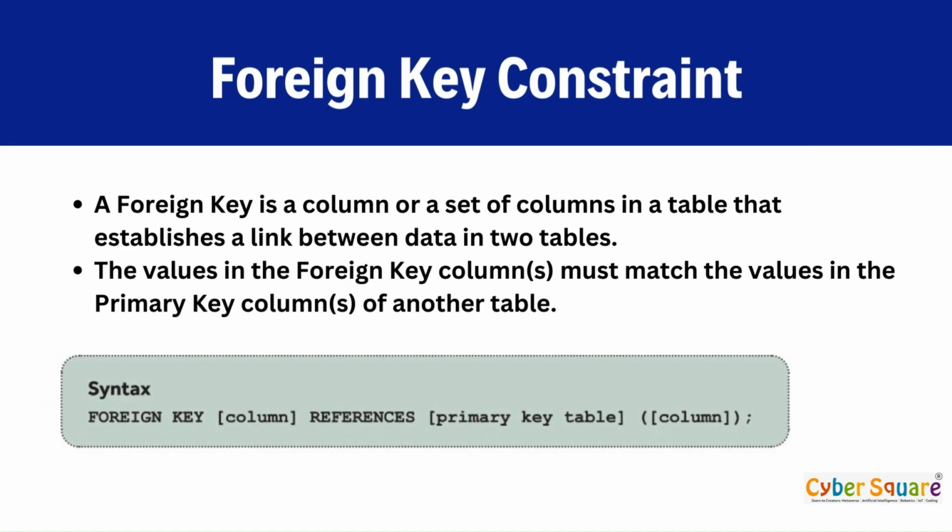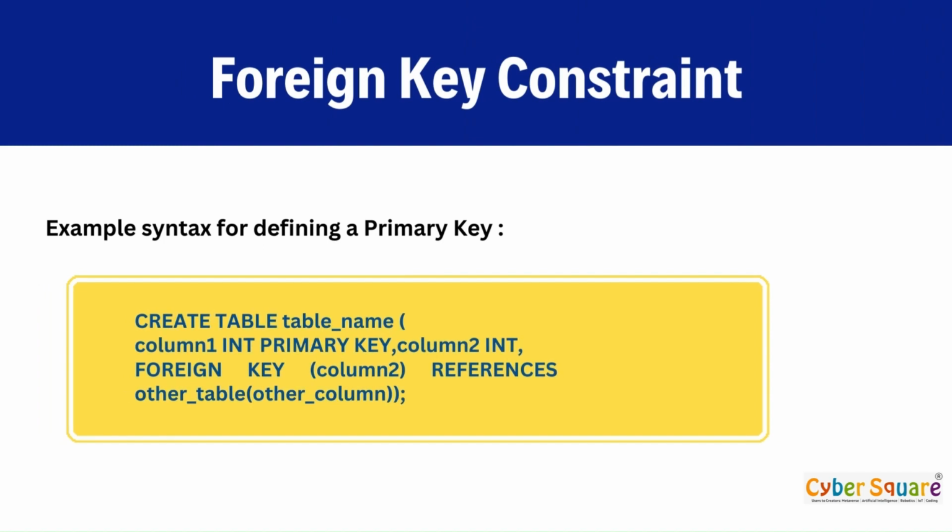A foreign key is a column or a set of columns in a table that establishes a link between data in two tables. It ensures referential integrity by enforcing relationships between tables. The values in the foreign key columns must match the values in the primary key columns of another table. Here is an example of defining a foreign key syntax. You can read this to gain a better idea.